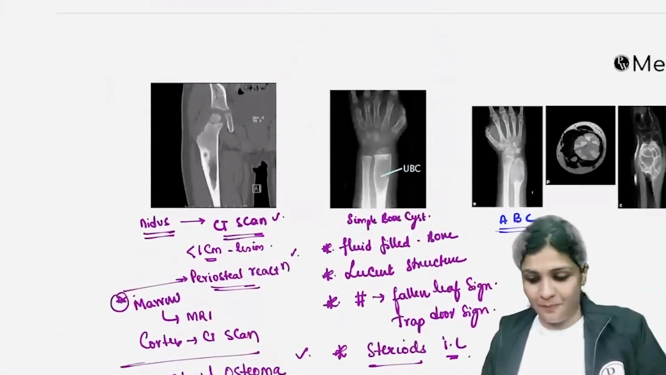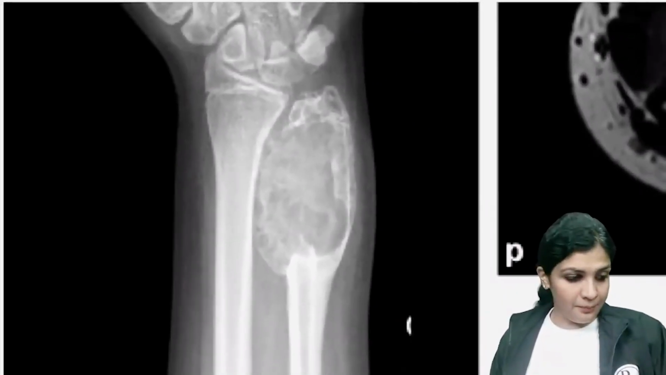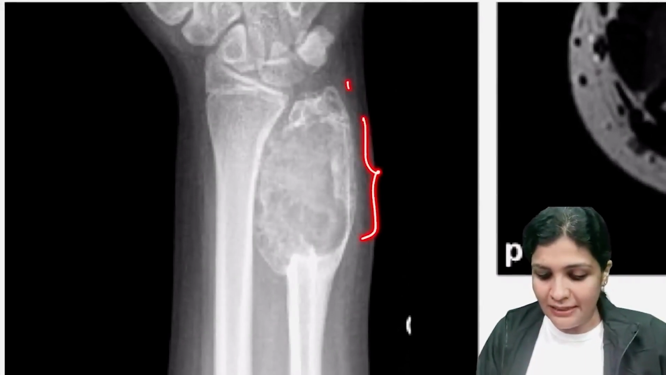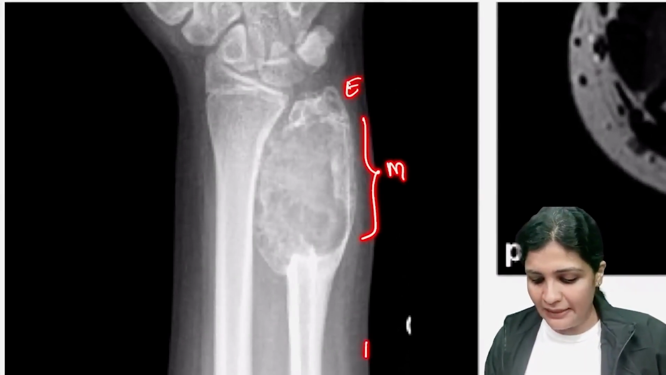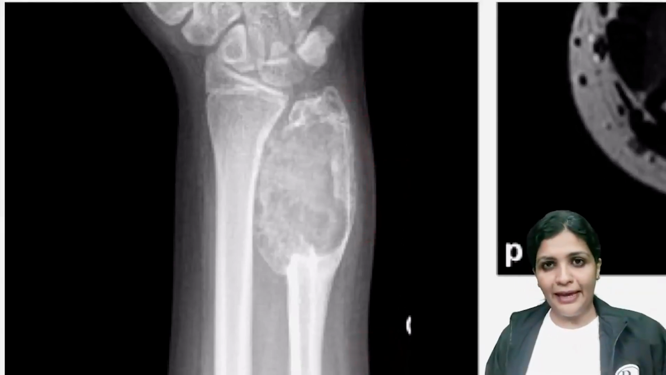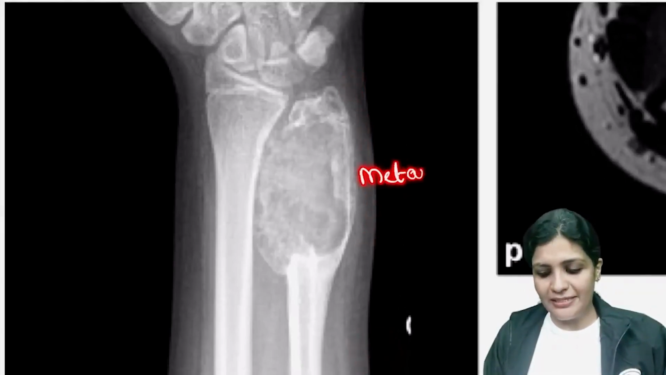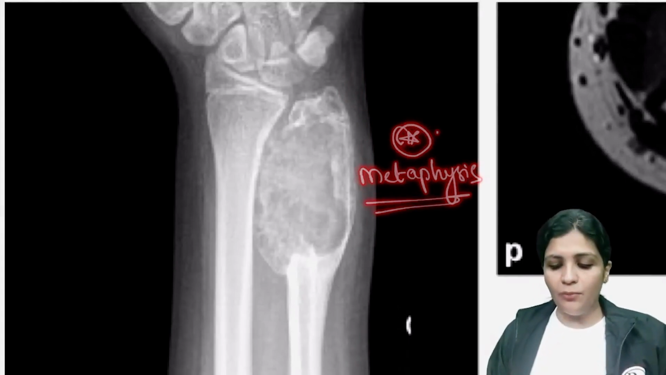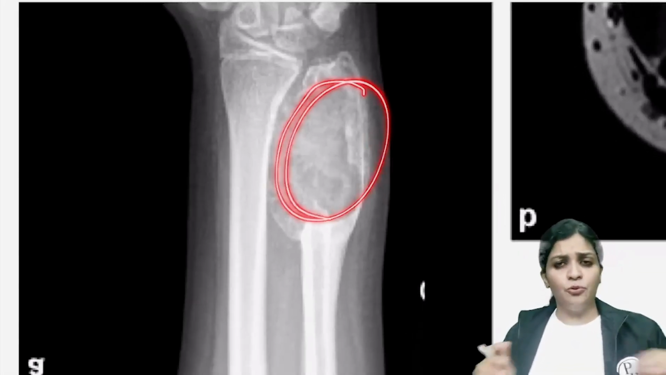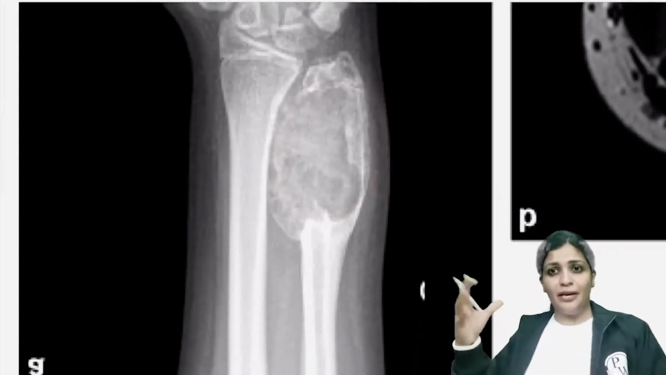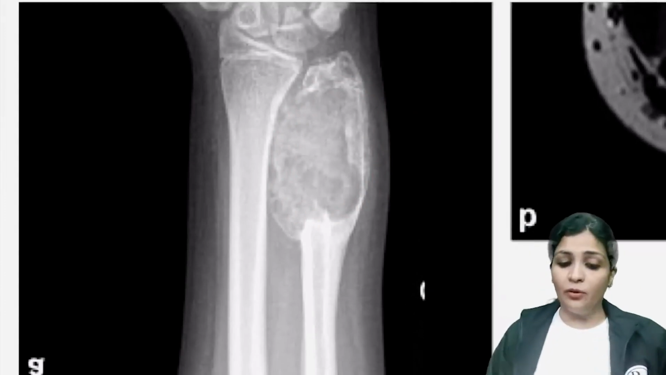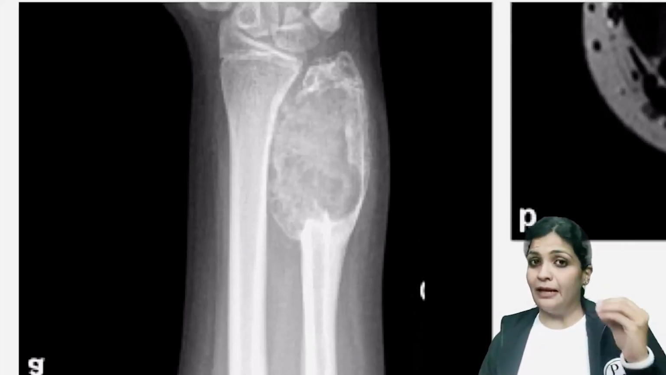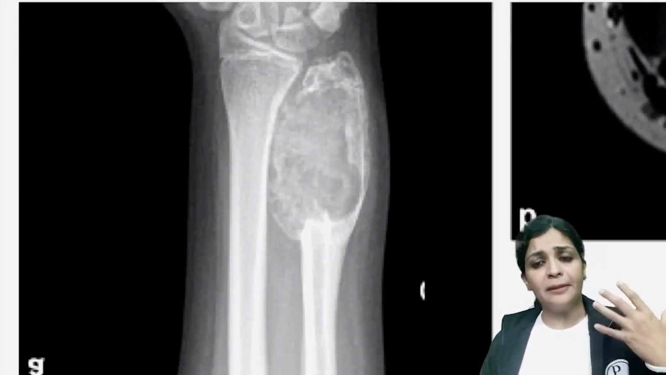But when you see this, yes, this is the metaphyseal region. This is the epi, this is the meta, and this is the dia. So always remember, ABC is from the metaphysis. Very, very important. And one more thing, usually we do not come to a conclusion as soon as we see the X-ray. Whenever you are dealing with a tumor, you have to always go up to the biopsy. Sometimes this ABC can also be something else.